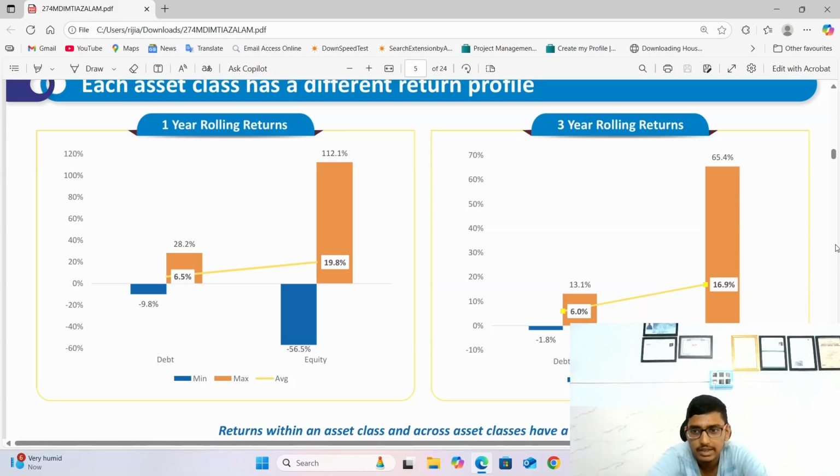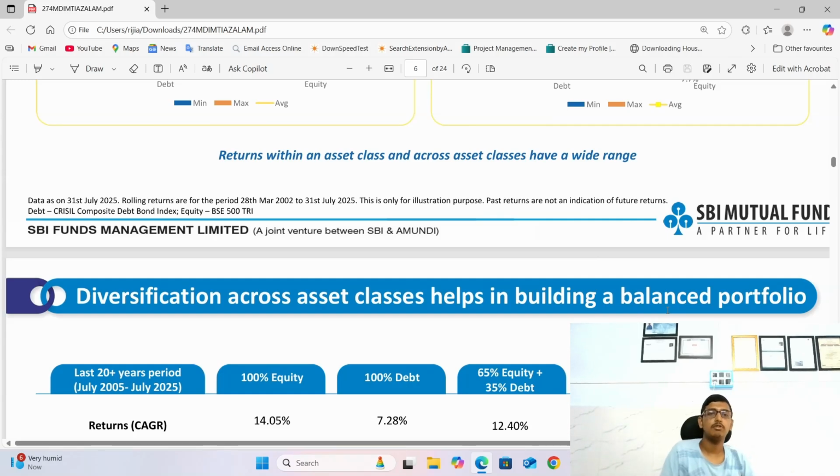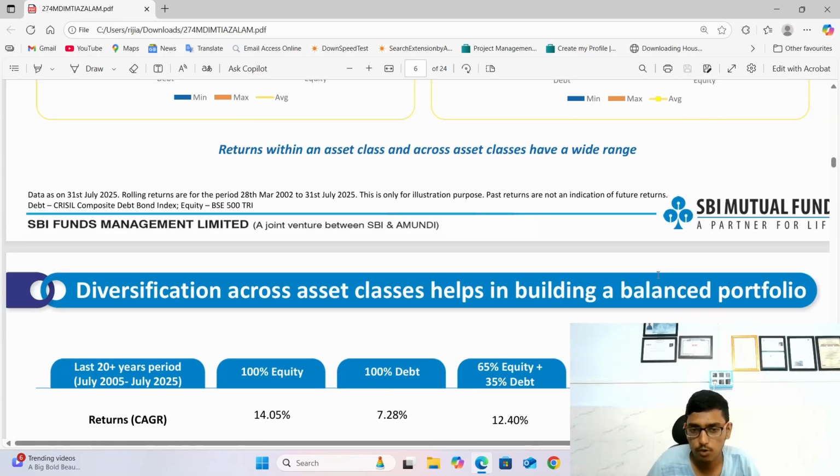So we see here that in equity we have a higher risk and a higher reward, and in debt we have a lower risk and lower reward. We need to stay somewhere in the middle to get an ample return. Returns within asset classes and across asset classes have a wide range. So why do we need to invest here? Diversification across asset classes helps in building a balanced portfolio.